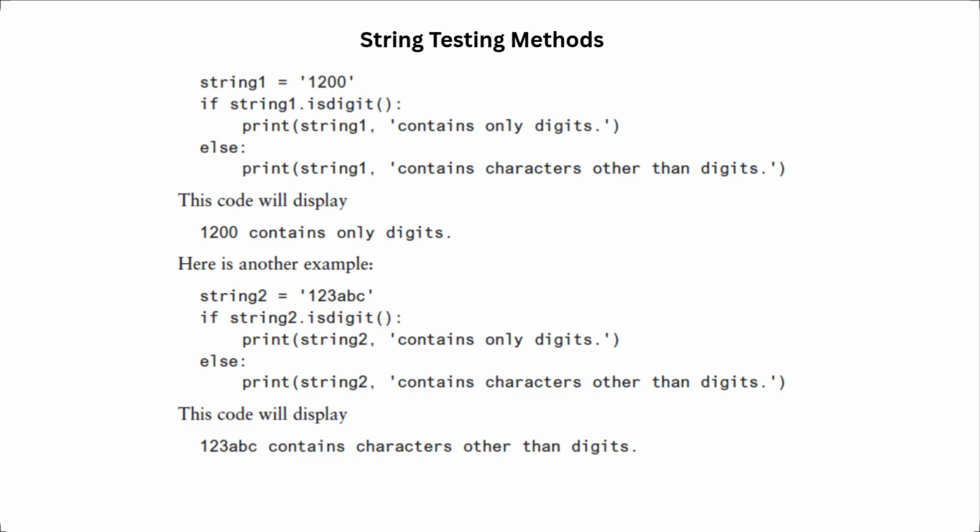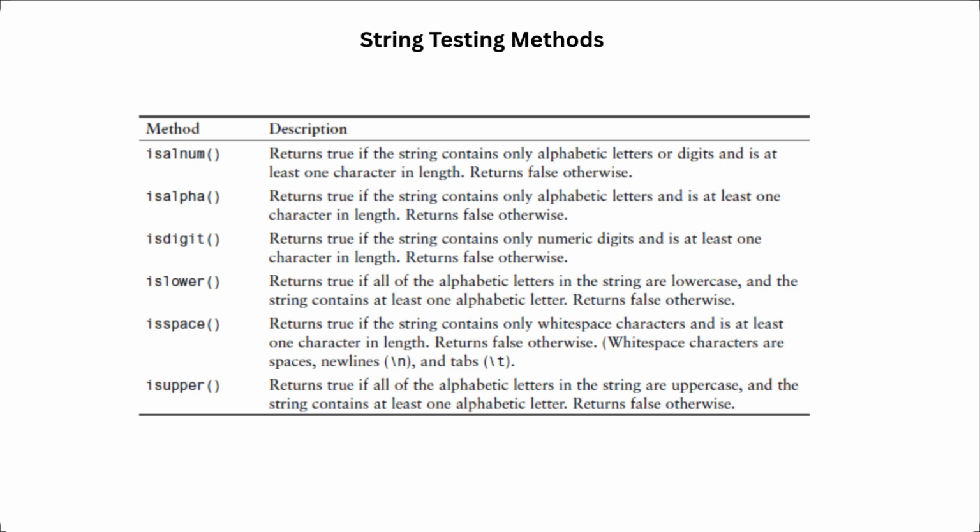And speaking of diagnostics, Python has these brilliant built-in testing methods that let you instantly check the exact nature of your text characters. You just attach these right to the end of your string variable. Say you need to know if a user accidentally typed a letter into a phone number field. Well, the isDigit method will instantly return false if literally anything other than numbers is detected.